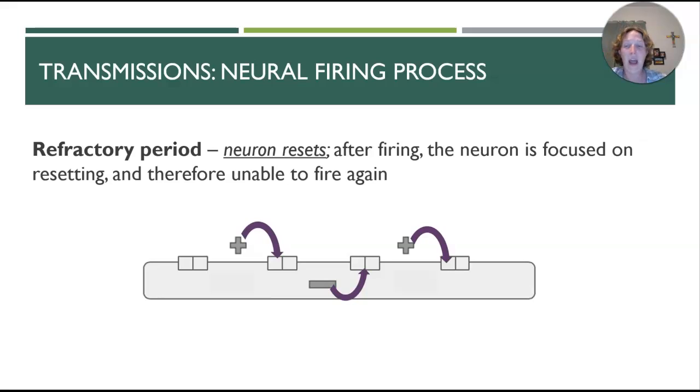And then after the firing, there's a refractory period where the neuron resets. It's almost like it needs to recharge. After firing, the neuron is focused on resetting and therefore unable to fire again. So we need to get back to that position of polarization where the positives and negatives are back on the correct side, not mixing and not creating action.